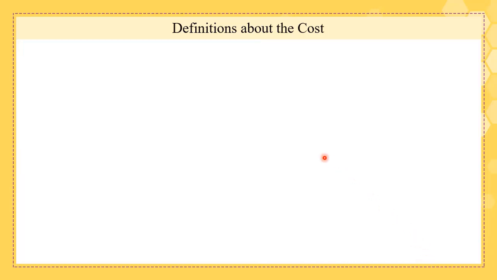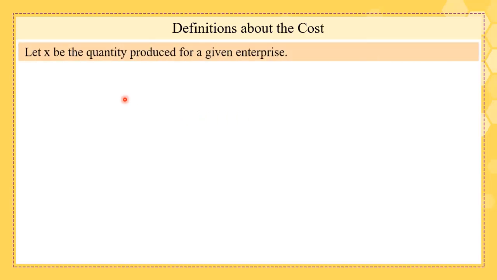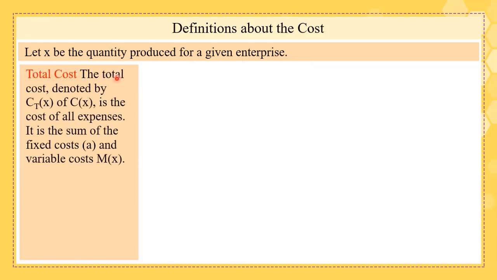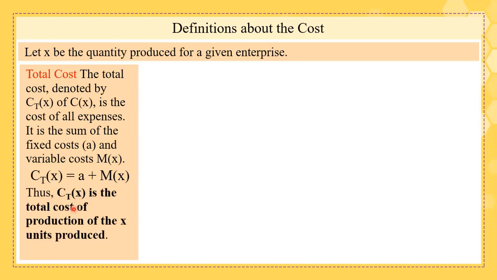Now, in this section of this chapter, cost, let X be the quantity produced for a given enterprise. Total cost. The total cost denoted by CT of X, or C of X, by definition, is the cost of all expenses. It is the sum of the fixed costs A and the variable cost M of X. A is the symbol of fixed costs and M of X of the variable costs. So we obtained the rule of the total cost as CT of X equals A plus M of X. Thus, CT of X is the total cost of production of the X units produced.